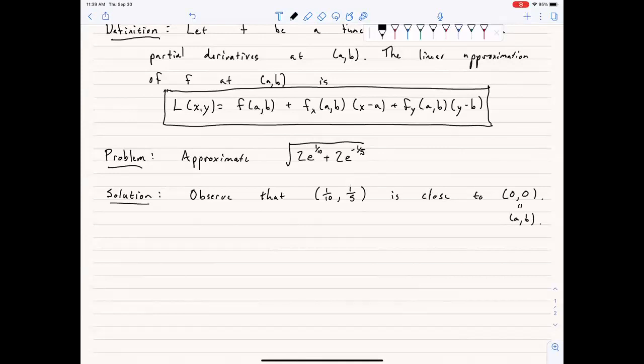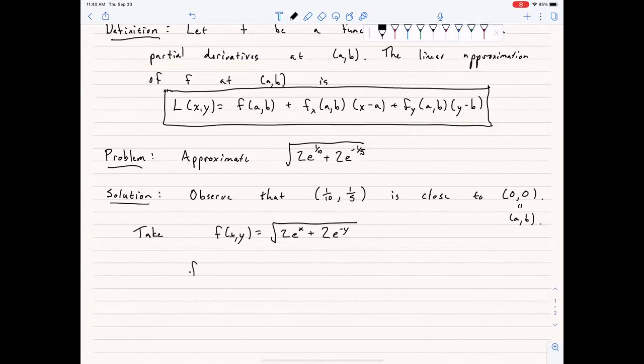Okay, so let's take the function f(x, y) equals the square root of 2 times e to the x plus 2 times e to the minus y. This is a function whose partial derivatives exist here, and we need these partial derivatives. So we can do a linear approximation of this at the point (0, 0).